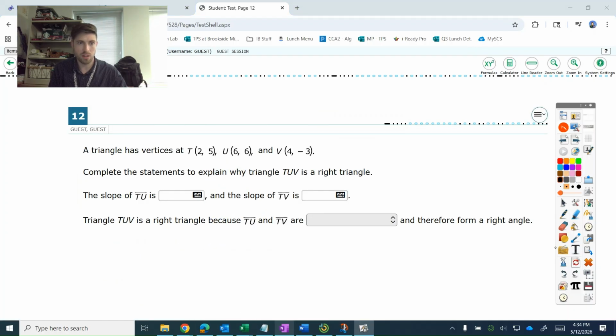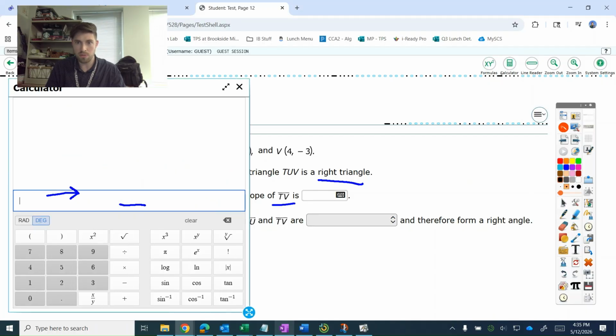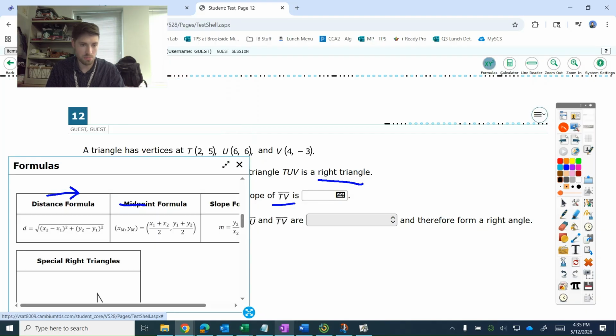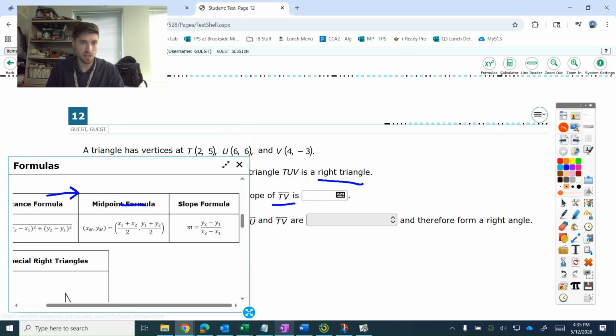Question number 12. So we've got a triangle, TUV, with the coordinates shown. Complete the statements to explain why triangle TUV is a right triangle. So if I want to prove that something is a right triangle, I need to find a right angle. And so there's two ways to do that. You can either use the Pythagorean theorem, or what this question is hinting at is they're even telling you specifically, find the slope of TU, find the slope of TV, and we'll compare those slopes. So one of the things that you have to know is that our slopes for perpendicular lines are going to be opposite reciprocals. And so we've got our slope formula right there.